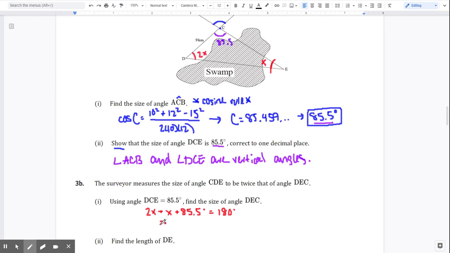So combining like terms, and also at the same time, I'm going to go ahead and subtract that 85.5 from the 180 to get the 3x by itself, so 94.5. And then dividing both sides by 3. So we're getting that x equals, or angle DEC equals 31.5.